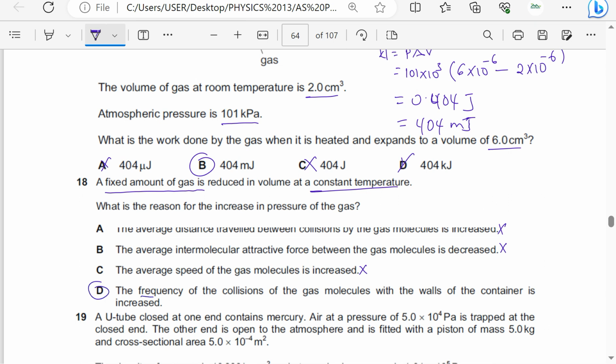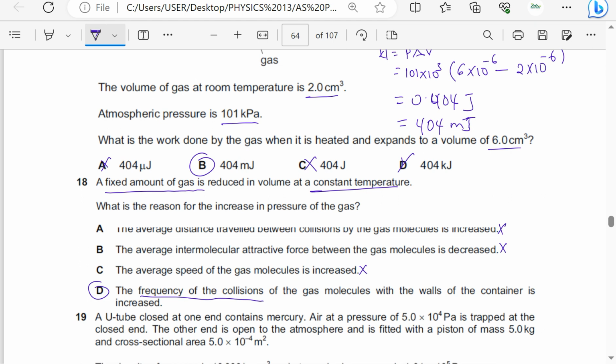So the answer is going to be D. The frequency of the collisions of the gas molecules with the walls of the container is increased. In other words, the number of times the gas molecules collide with the walls of the container has been increased.